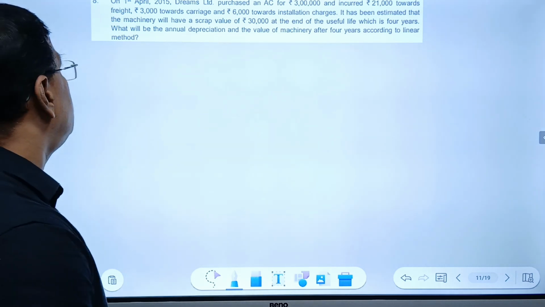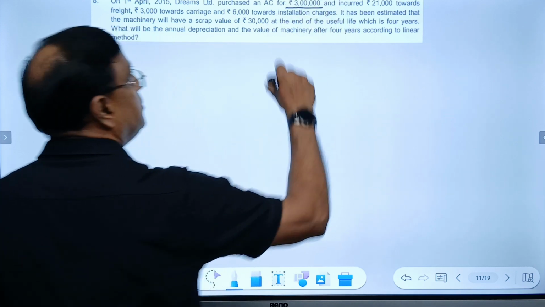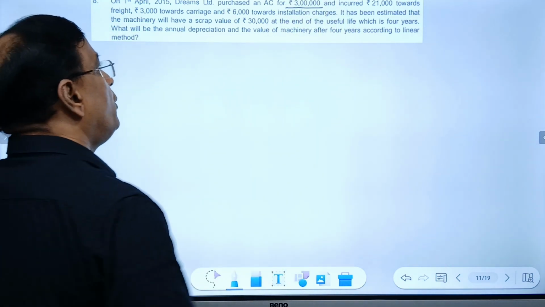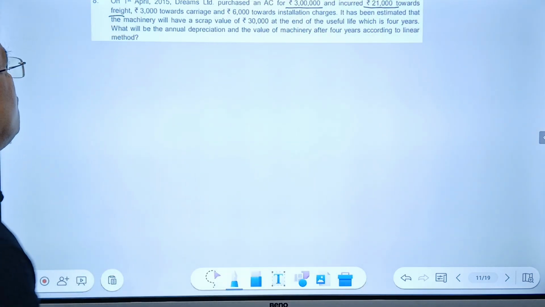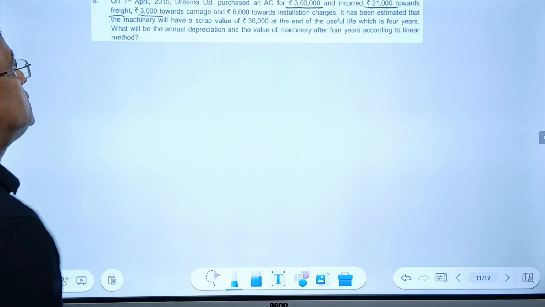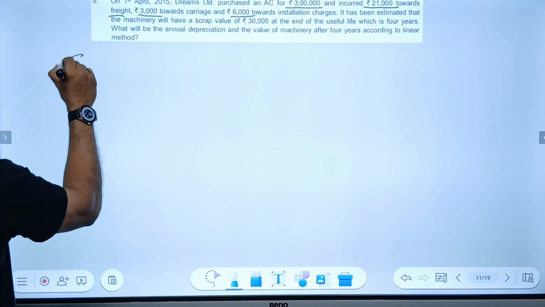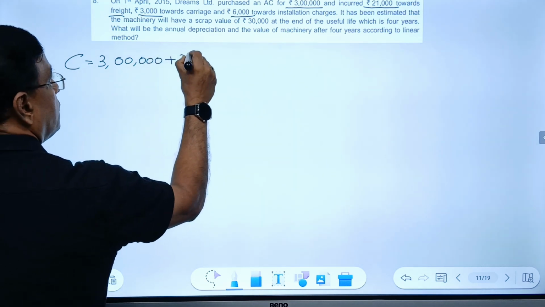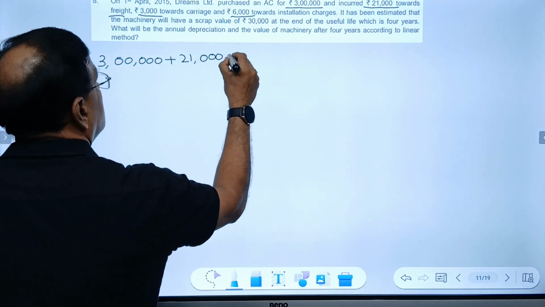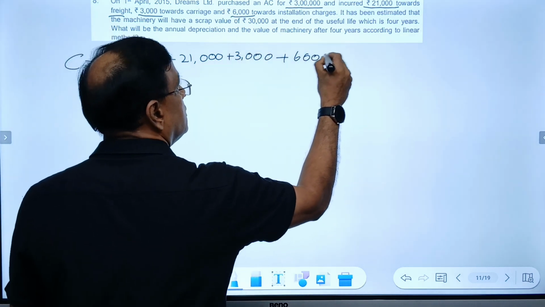Okay. Now let's come back to this eighth question. On 1st April 2015, a company purchased an AC for 3 lakhs. They purchased it for 3 lakhs and incurred 21,000 towards freight charges, transportation, and rupees 3,000 towards carriage and 6,000 towards installation. So what is the total cost? The total cost is 3 lakhs plus you have to pay for freight charges and then 3,000 towards the carriage and then 6,000 towards the installation.